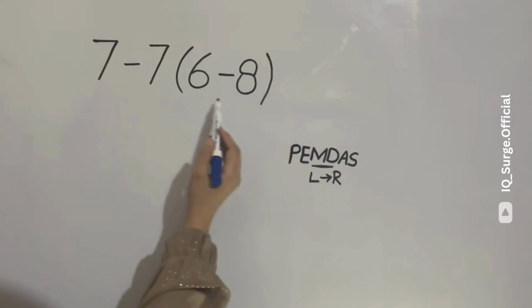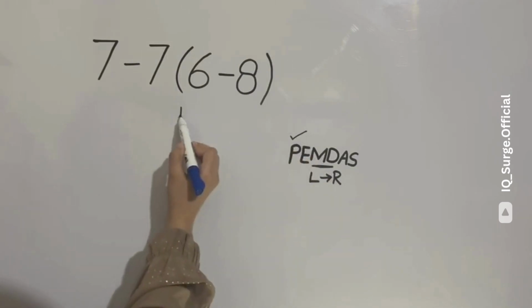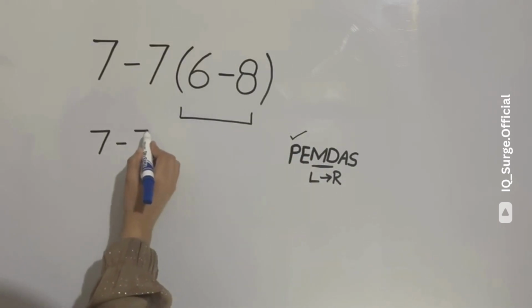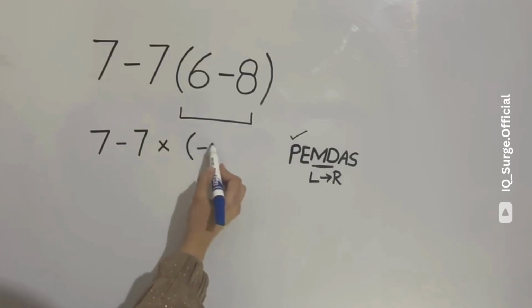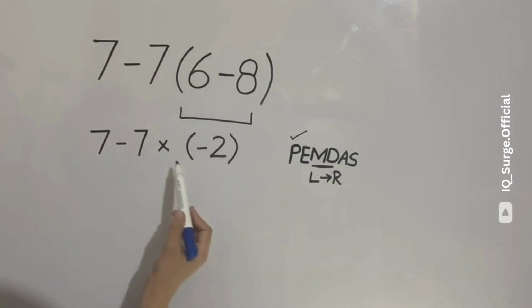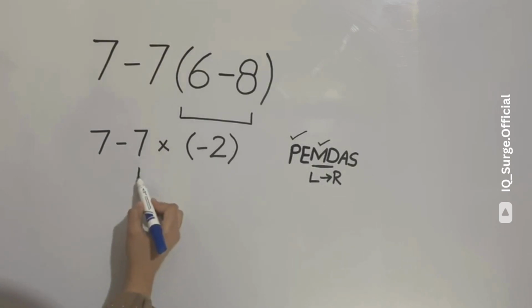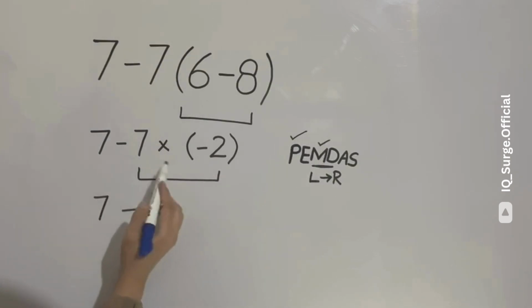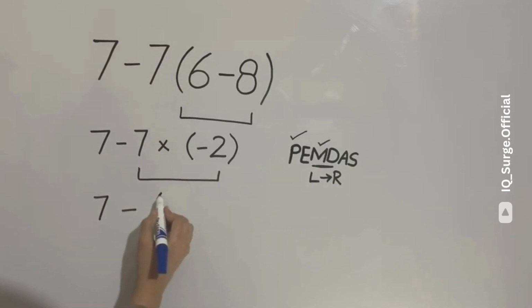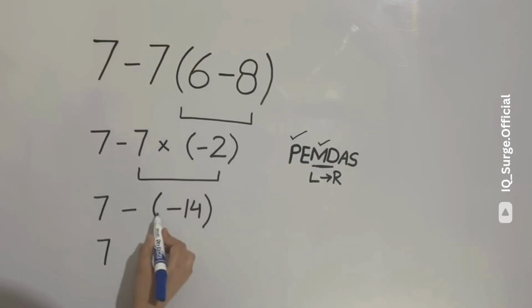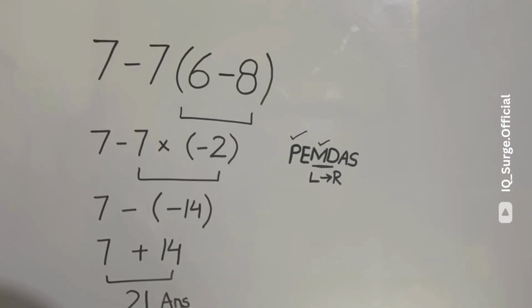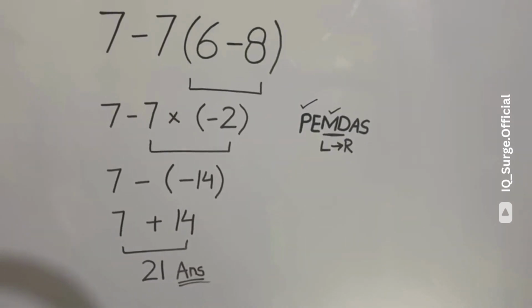Now, in this question we first solve the parentheses. 7 minus 7 times, inside the bracket 6 minus 8 gives us minus 2. Now we first do this multiplication. 7 times minus 2 gives us minus 14. So 7 minus minus 14 becomes 7 plus 14. And 7 plus 14 equals 21. Hence the final answer is 21, not 0.